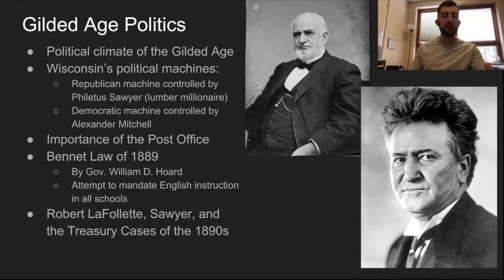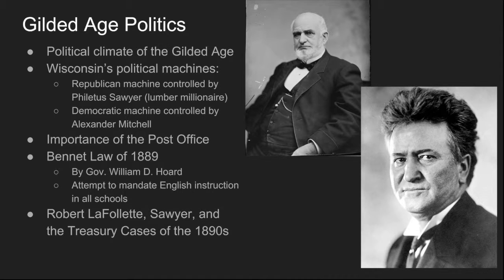So that was the state of politics in Wisconsin during the late 1800s: controlled by these organizations, these political machines. Perhaps the biggest crisis in Wisconsin politics during this period is going to happen in 1889 with the passage of something called the Bennett Law. The Bennett Law is going to be passed by Governor William Dempster Hoard, who, if you think back, was the primary guy behind the dairy industry.